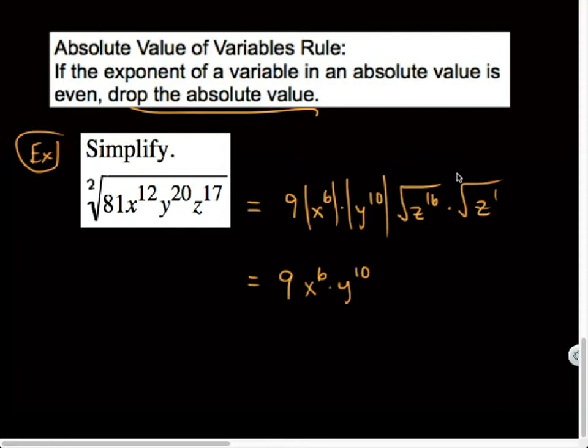What about this? That's gonna be z to the 8th. Absolute values show up, but they go away, so I wouldn't even bother writing it. So do you just keep z to the first? Yeah, that's still trapped inside.